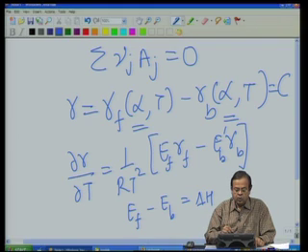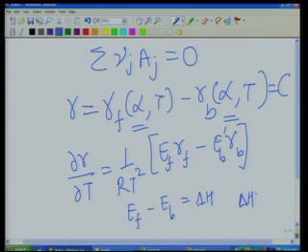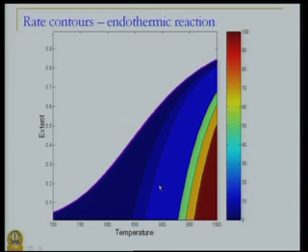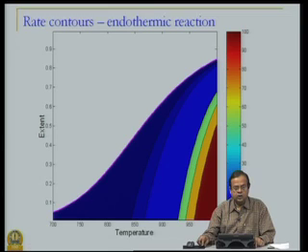So, now let us have a look at how these contours look, first starting with when delta H is greater than 0, or in other words, we are looking at an endothermic reaction. Okay. Now, first let us look at how these rate contours look, and then we will come back to see why these rate contours look something like this.